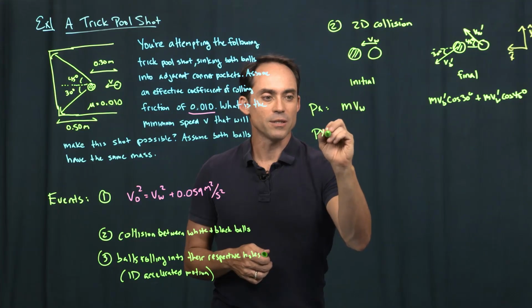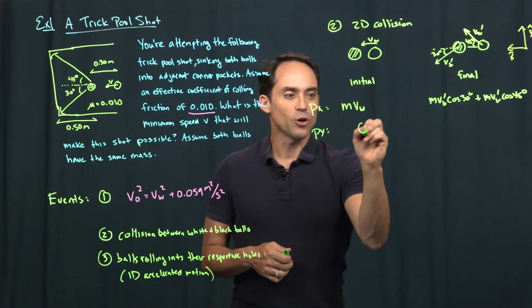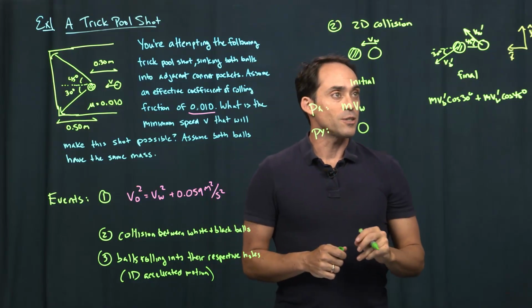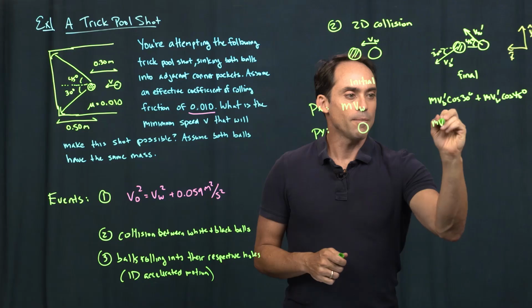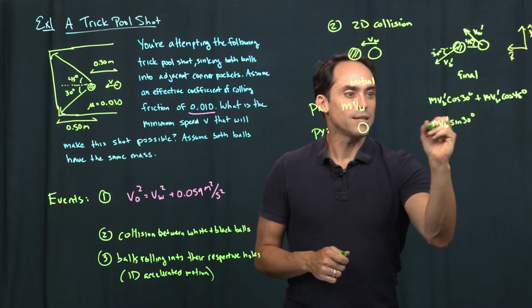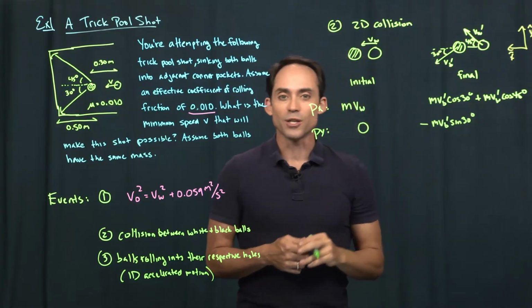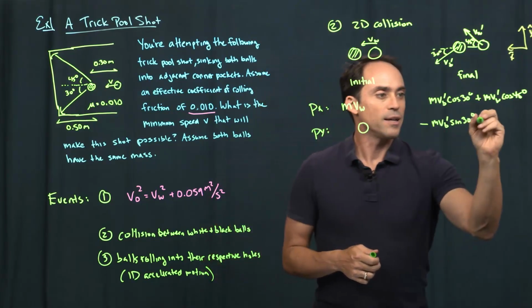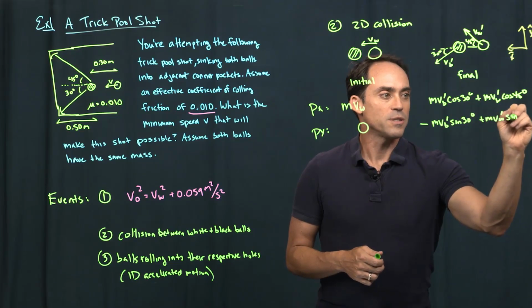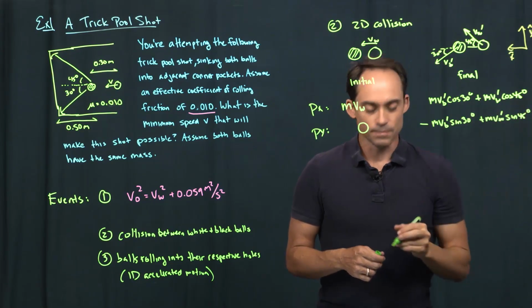Let's look at the y momentum. In this case, we've got 0 as our initial y momentum, and we've got these going off in different directions, so they're going to subtract from each other. We've got m v_b prime sine 30 degrees, and that is a minus because it's going in the opposite direction of our y-axis, plus m v_w prime times sine of 45 degrees.